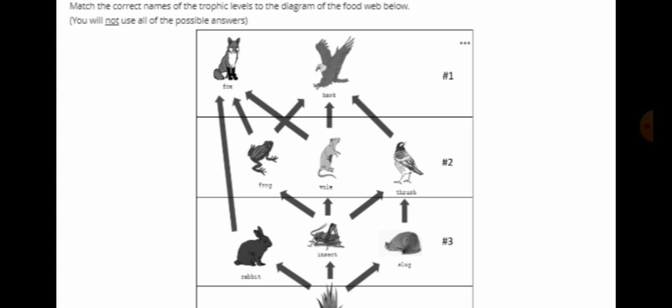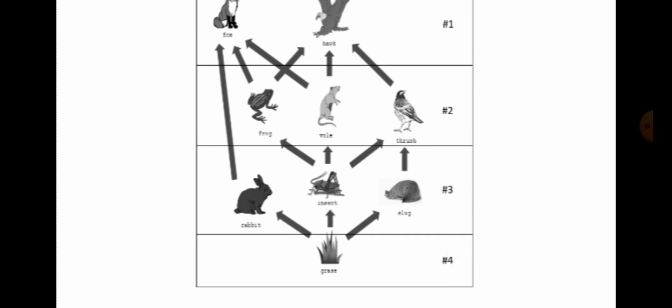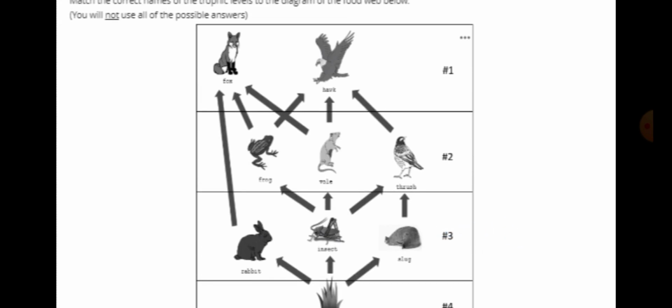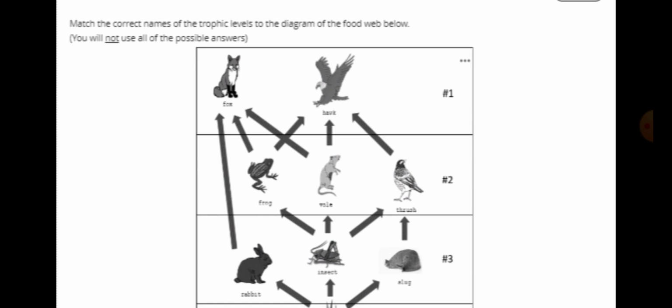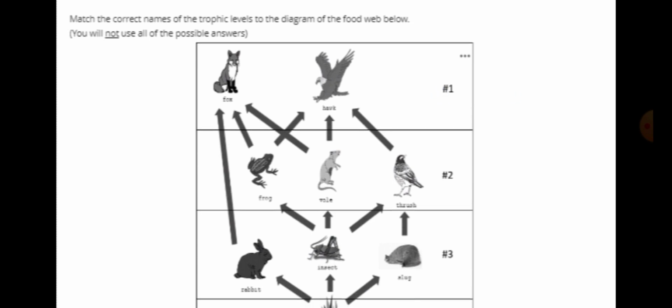So looking at this, the number 4 here is the producer. So that's the answer. The trophic level number 4 is the producer. Trophic level number 3 is the primary consumer. Number 2 here is secondary consumer. Number 1 here is tertiary consumer.